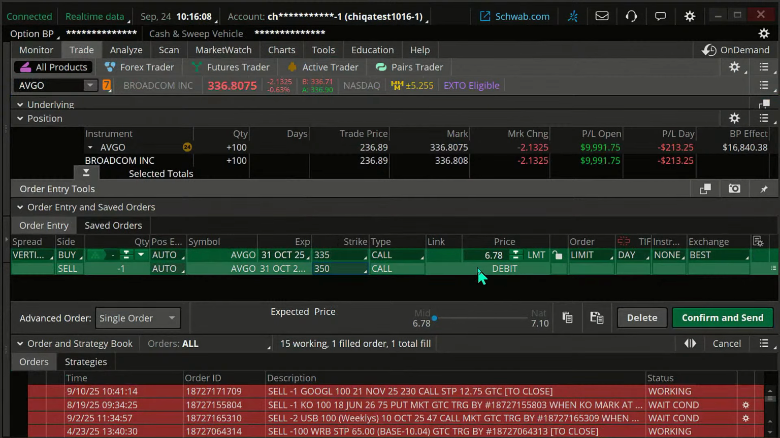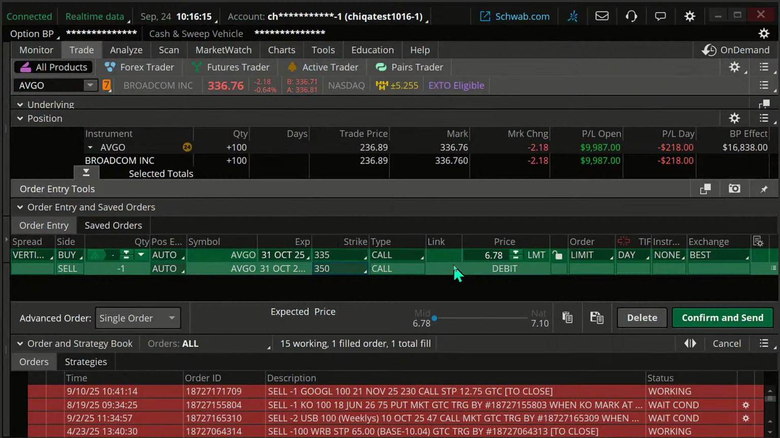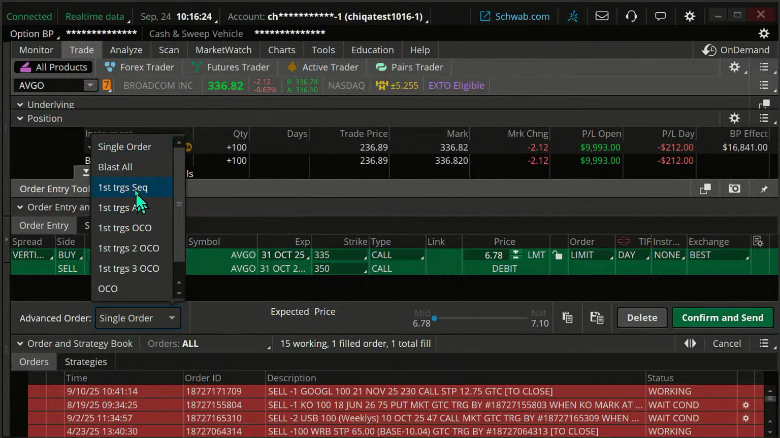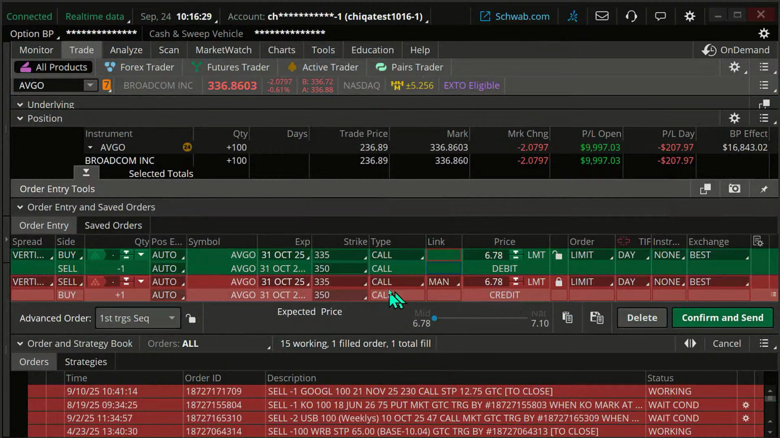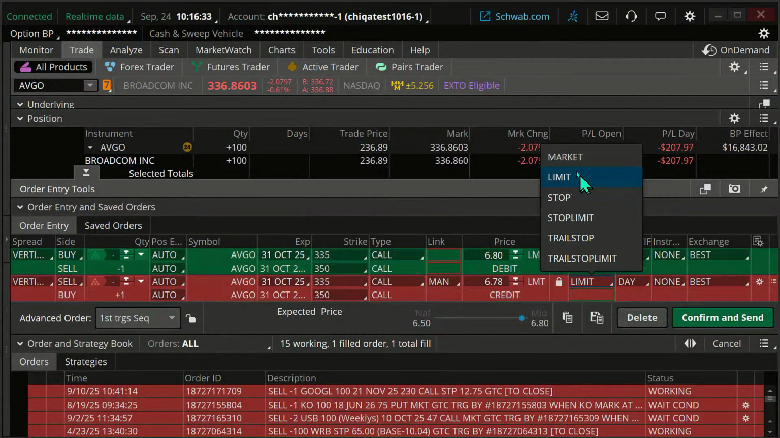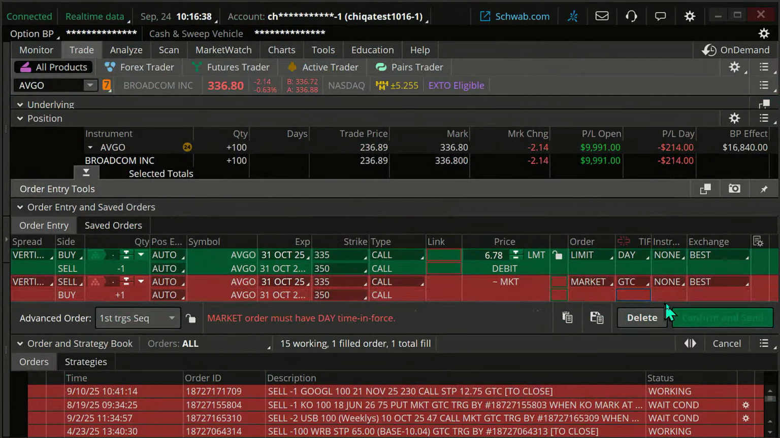And if I want to get out, I'm going to do the exit in this example based on the stock price. As we mentioned, you can do it based on the stock price or the options price. How am I going to do this based on the stock price? Well, all I'm going to do is make this a first trigger sequential order. I'm going to right click on it. I'm going to create an opposite order. This is going to be my order to get out. And I'm going to make it rules-based order. Market, good till canceled. And I'm going to click on my gear.